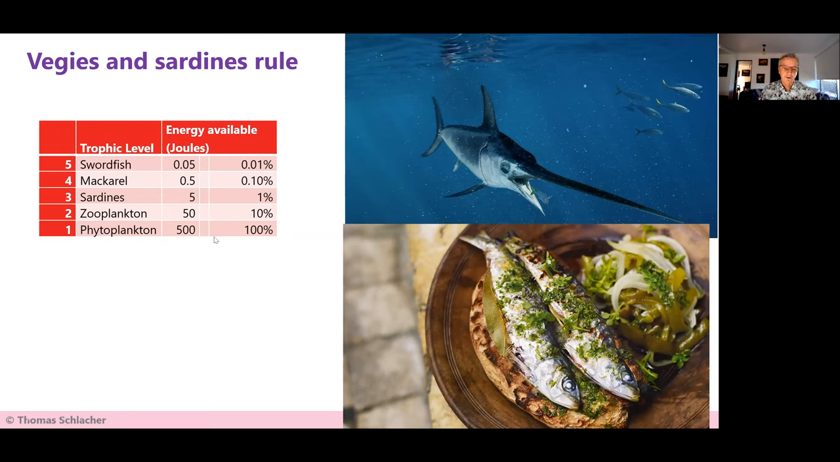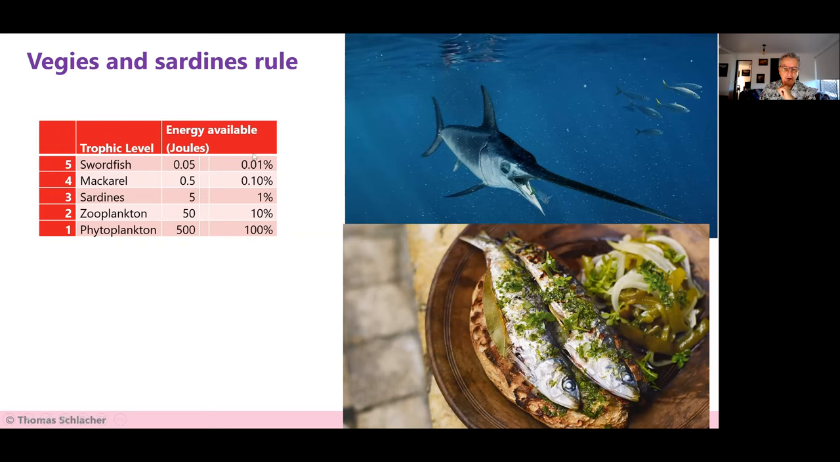What I have basically worked out here, I put a random number in here, let's say 500 joules of energy are available in phytoplankton. They produce it as primary producers. 10% of that goes on to zooplankton, which are little crustaceans eating the phytoplankton algae. 10% of them goes on to sardines. Then the sardines might be eaten by a mackerel. 10% goes on to here. And the mackerel might be eaten by a swordfish. So a swordfish steak comes from trophic level number 5.